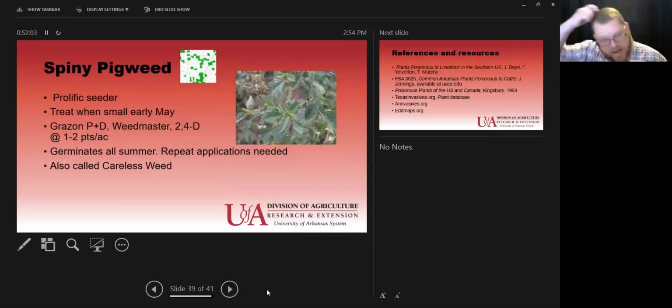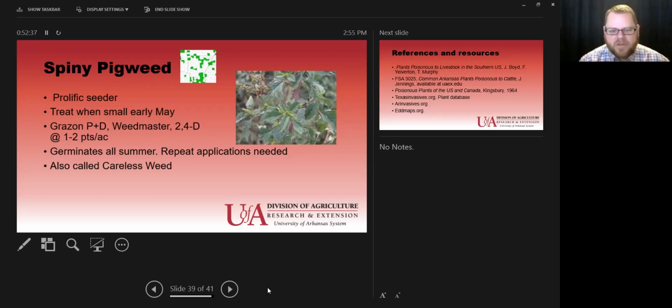All right. And our last invasive is spiny pigweed, which has become a huge problem for us here in southwest Arkansas. This map shows what has been reported. But there's a lot of places that haven't been reported. Right now on this, Pike County is not green, but it will be soon because I signed up to be a reporter. And the problem we see with spiny pigweed is that it's a prolific seeder. And it's really hard to control.